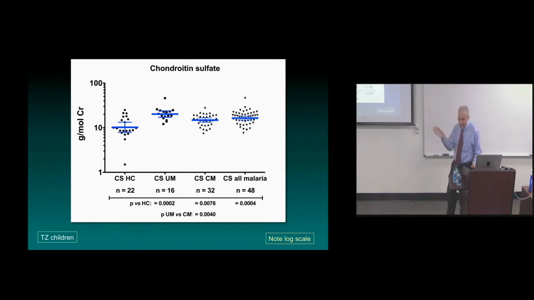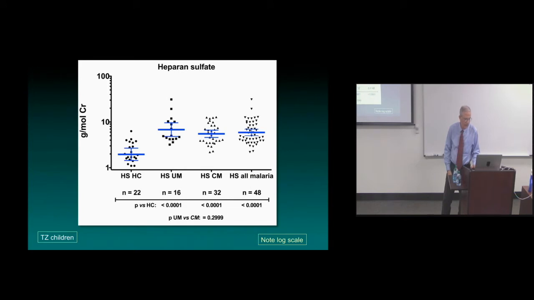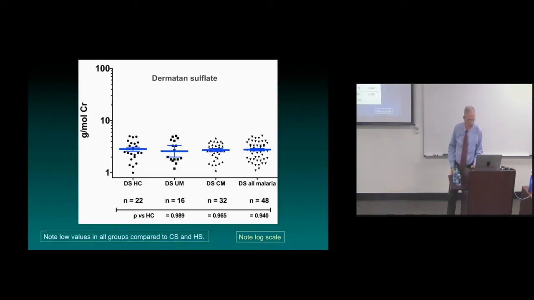They were done blindly, so no one, when they were doing the assays, knew what the patients had. But it showed what we thought it would. That is, chondroitin sulfate was increased. There was disturbance of the glycocalyx. Likewise, heparan sulfate was increased. The data is a little more tight here. These are clearly very significant. And the other one is dermatan sulfate.